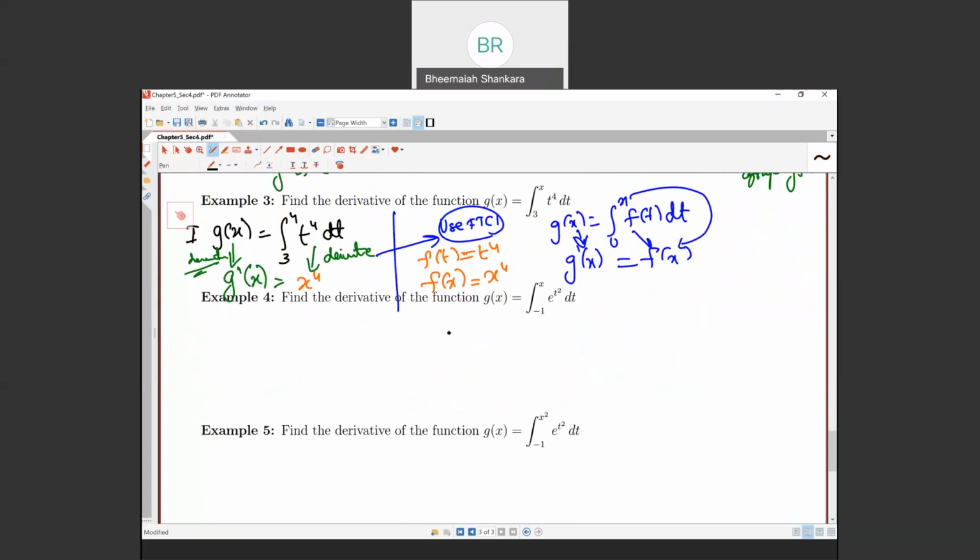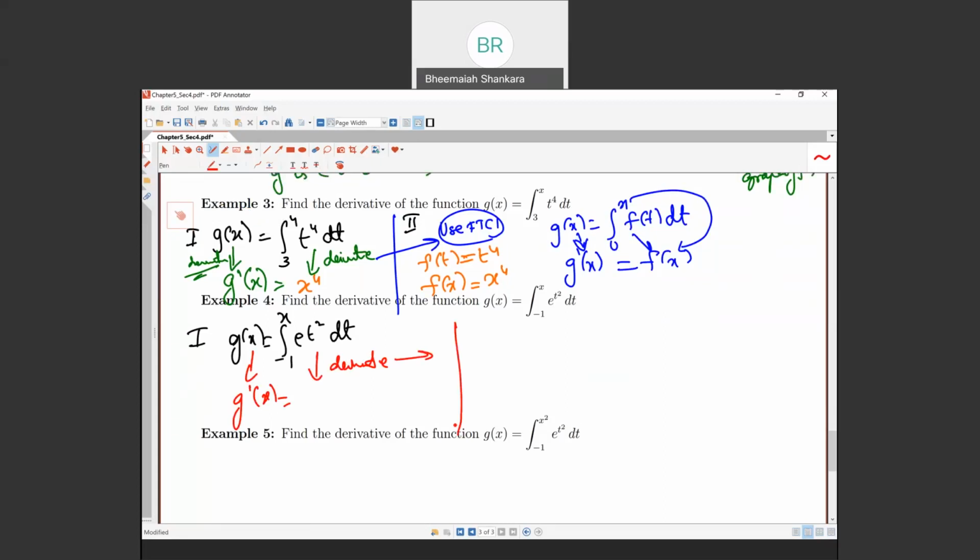Find the derivative of the function g with these limits. So this time you're seeing the limits as constant, -1 all the way up to x. So let me write the very first step. This is your second step. g of x equals the integral from -1 to x of e to the t square dt. Differentiate g, you have g prime. You want to differentiate this integral symbol. The integral symbol can be differentiated using the FTC. So I'm going to write FTC1 here.